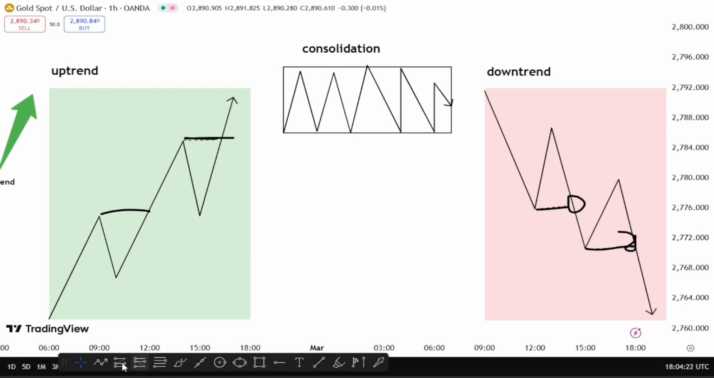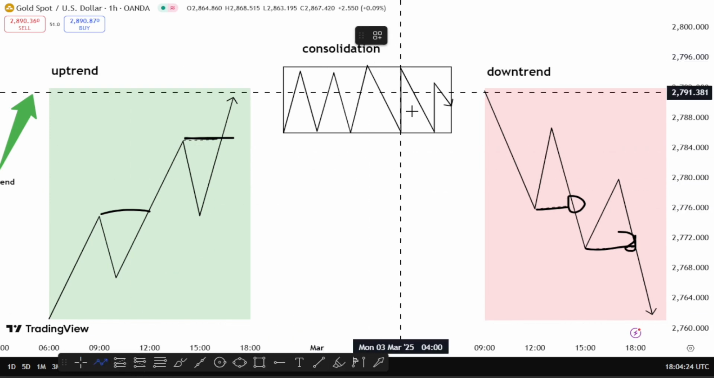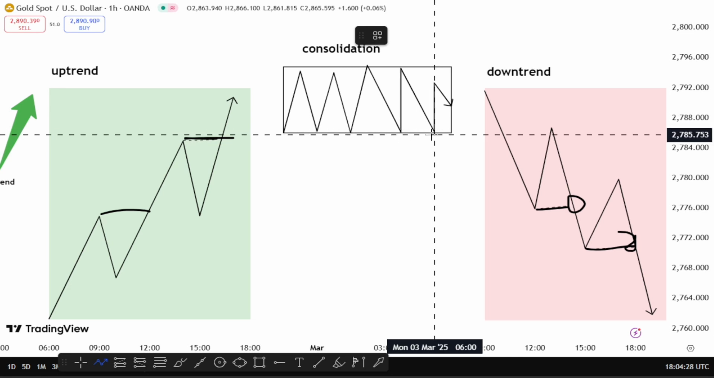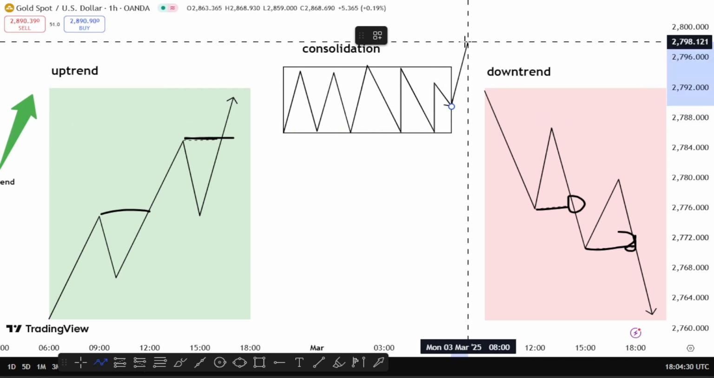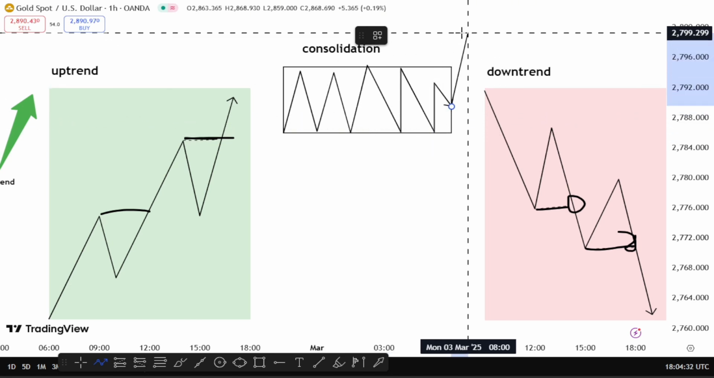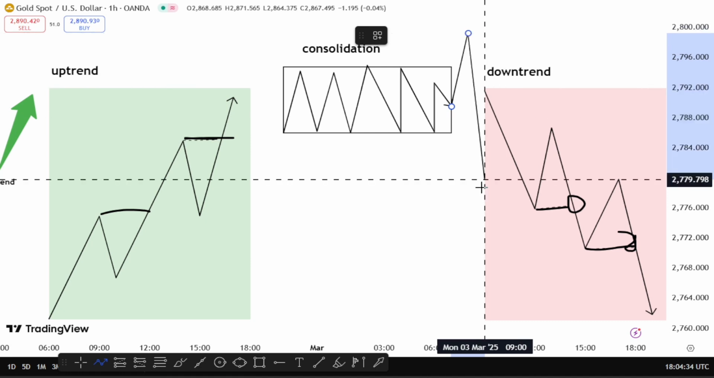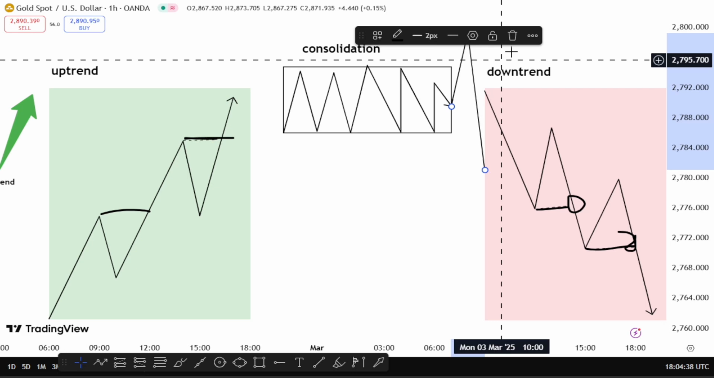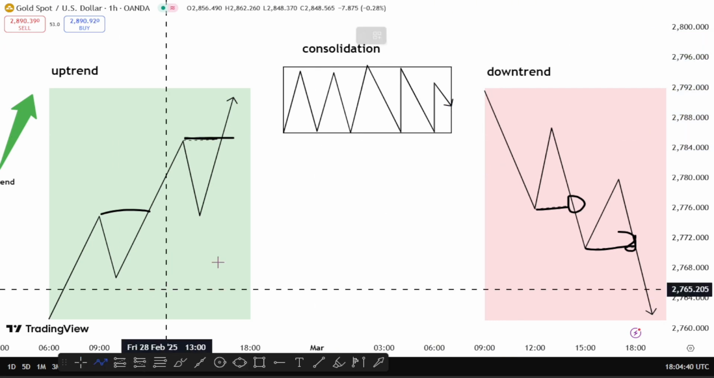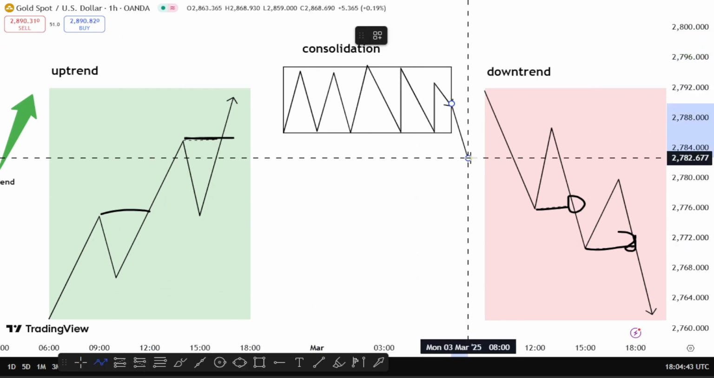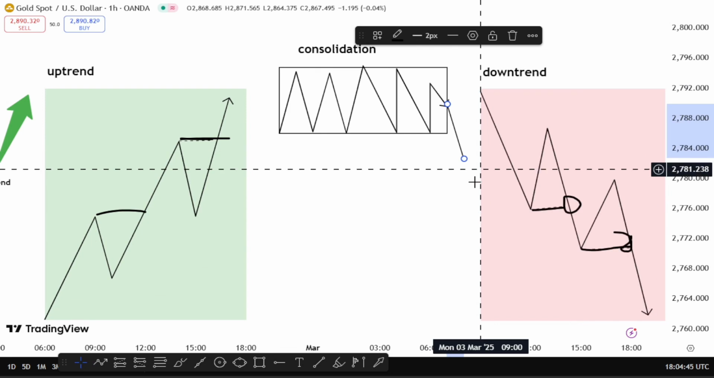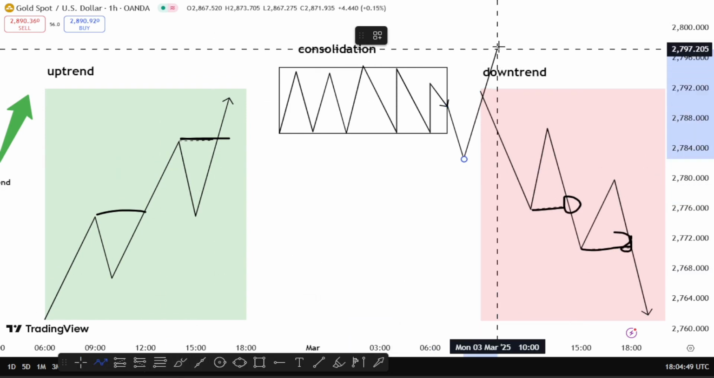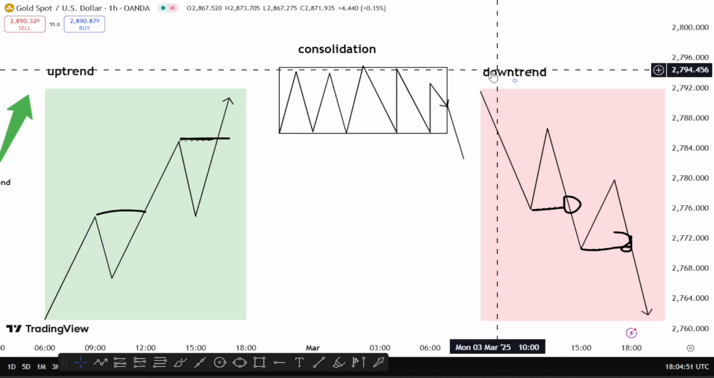So what this signifies is indecision in the market. What might actually happen is the market can either break to the upside, grab the liquidity resting above there, and then drop to the downside, or the market can drop to the downside, grab the liquidity and push to the upside. So it's just simple, right?